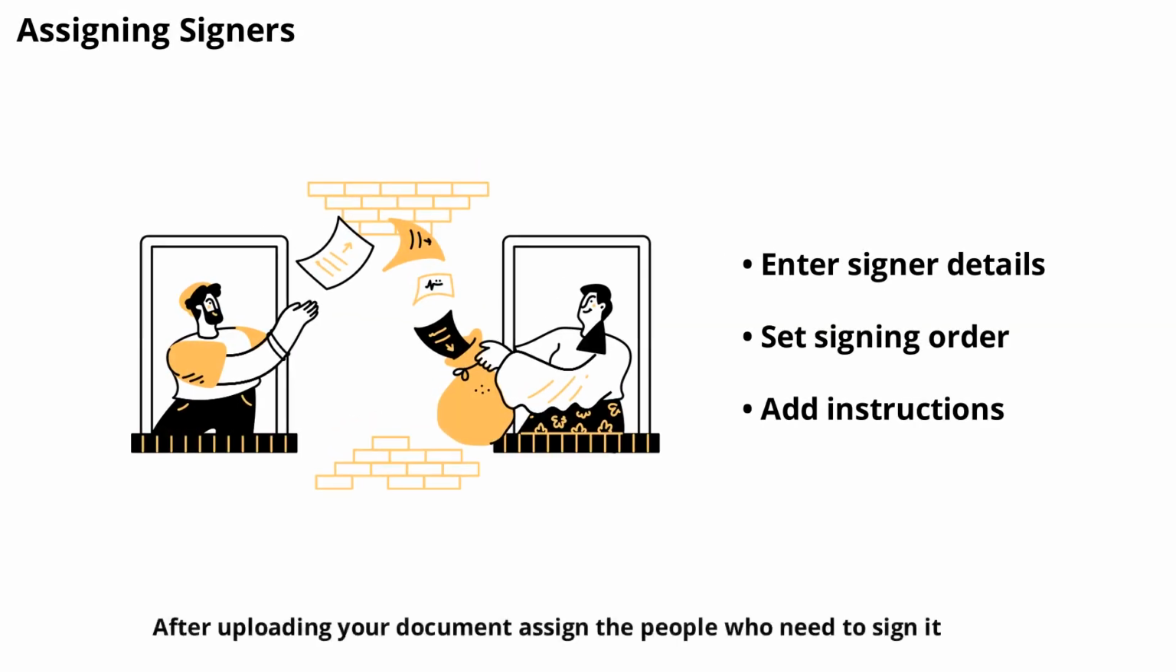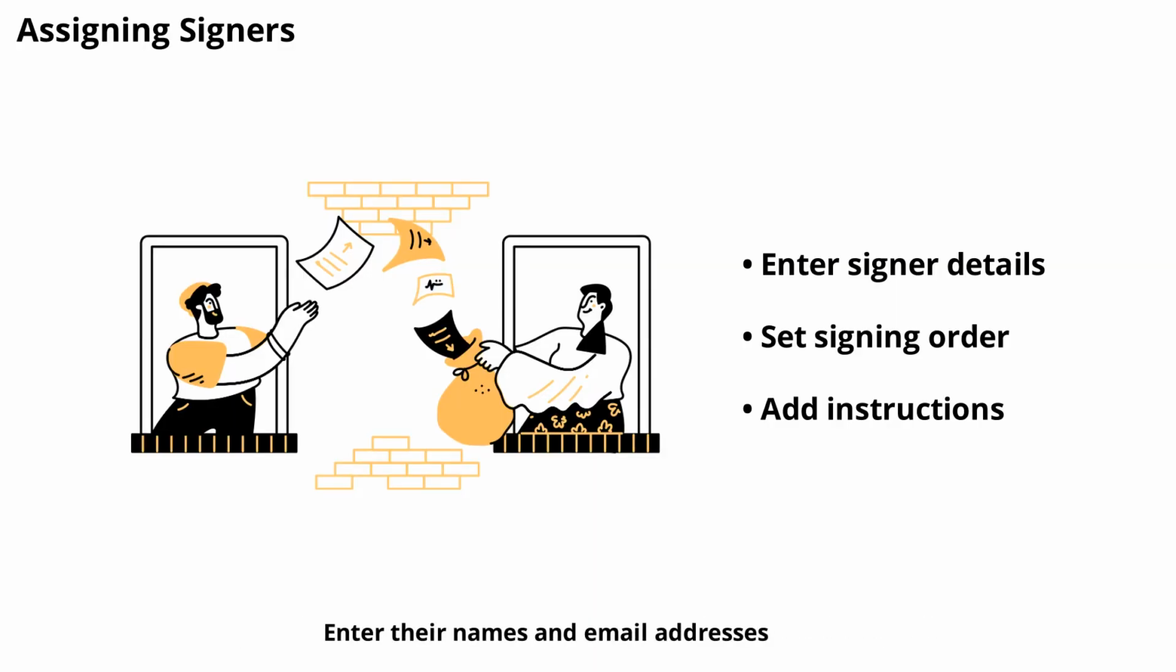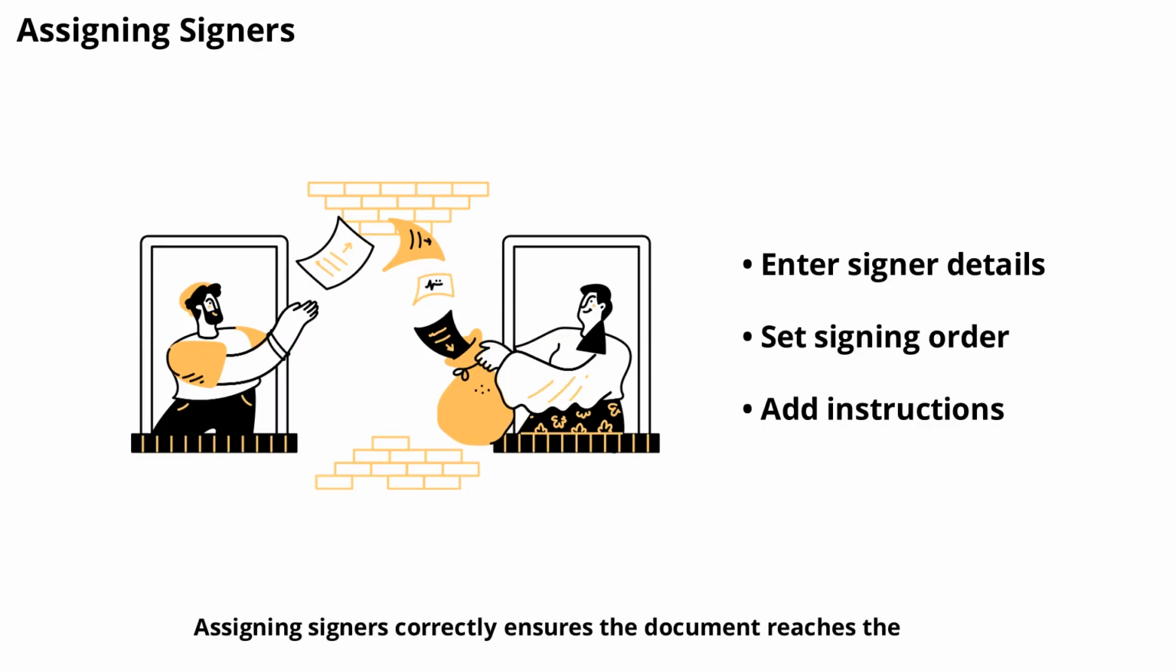After uploading your document, assign the people who need to sign it, enter their names and email addresses, and specify the order if multiple signatures are required. Some platforms allow you to add a personal message or instructions for each signer. Assigning signers correctly ensures the document reaches the right people and is signed in the correct sequence.